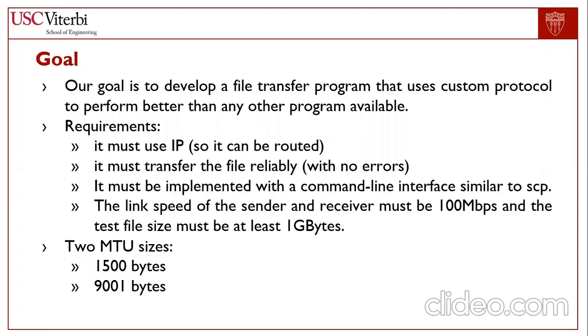So our requirements are, we need to use IP. The file should be transferred reliably with zero packet loss, and we need to implement it in a command line interface such as SCP. The link speed of the sender and receiver must be 100 Mbps and the test file size must be at least 1 GB. We have implemented this protocol for two MTU sizes, 1500 which is Ethernet and 9001 which is the jumbo frame size of AWS.